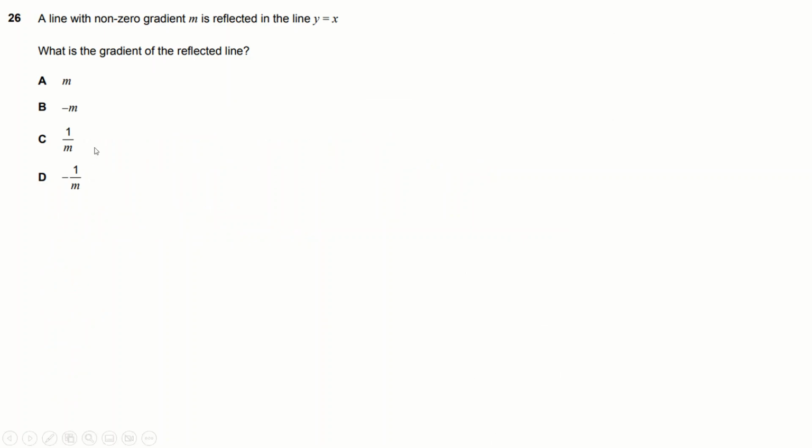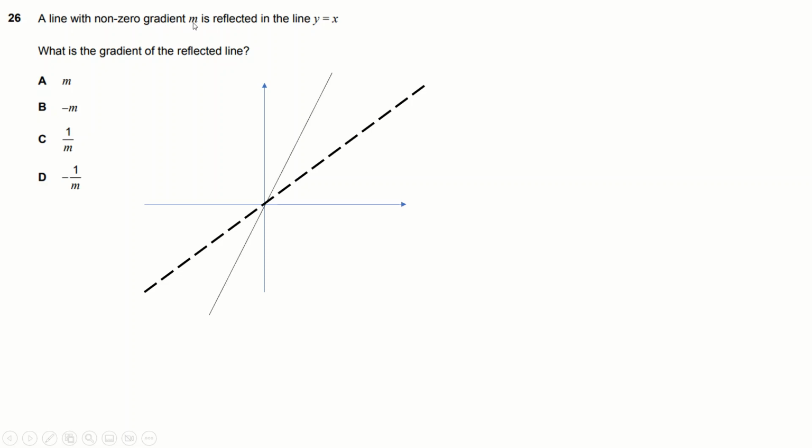Cool. A line with non-zero gradient, that is reflected in that. This is the quickest question on the paper. The line y equals x is there. Let's just draw a line with non-zero gradient.